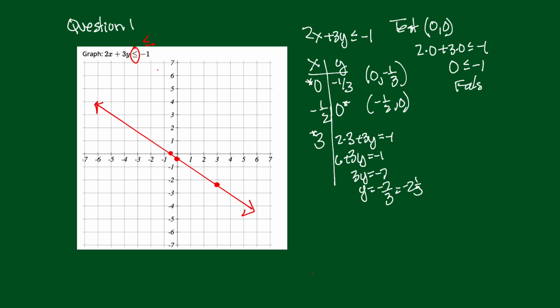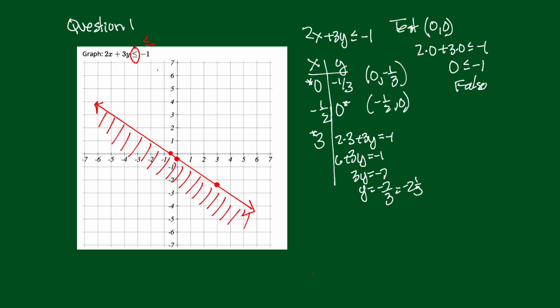That's false. So here's 0, 0. I'm looking at the picture now. Here's 0, 0. I got a false statement. Now, if it's false for this point, it is false for every point on that side. So where are the solutions? They're all down here, right? So all the solutions are on this side of the line. I'm not going to shade the whole thing in.